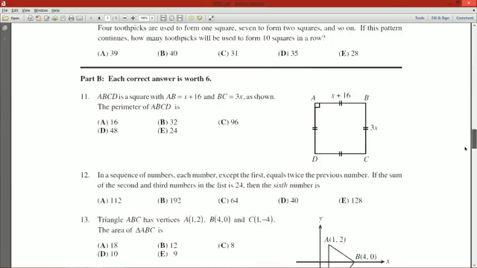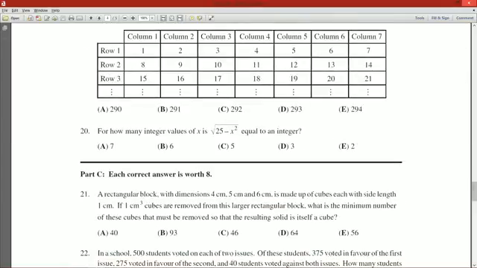We are all the way down at question number 20. It's the last question in part B. Let's take a gander. For how many integer values of x is the square root of 25 minus x squared equal to an integer? And we have some possibilities, maybe 2, 3, 5, 6, or 7.